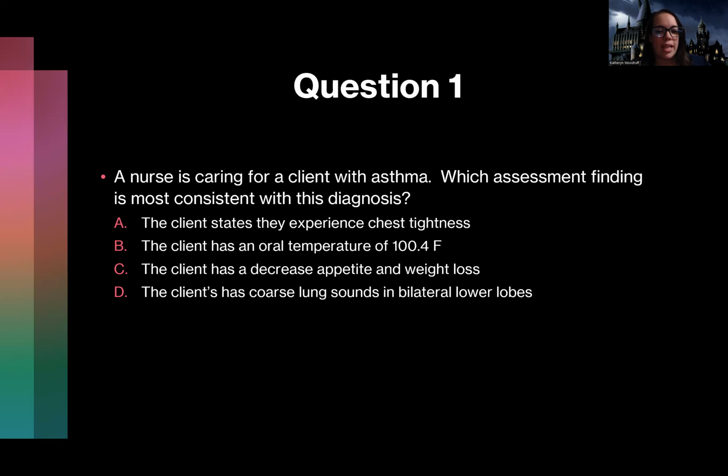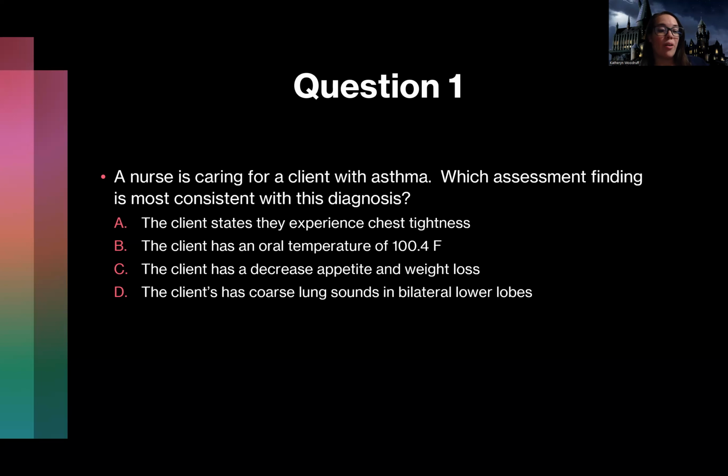And there's D, the client has coarse lung sounds in bilateral lower lobes. For this one, that's wet lung sounds. If I remember correctly, asthma is a constrictive airway disease. So that's one where there are narrow airways, and with narrow airways, there's wheezing. So I don't think they're going to have coarse lung sounds. Those are usually a sign of infection or fluids. That would be like pleural effusion, pneumonia, that kind of stuff, or tuberculosis possibly.